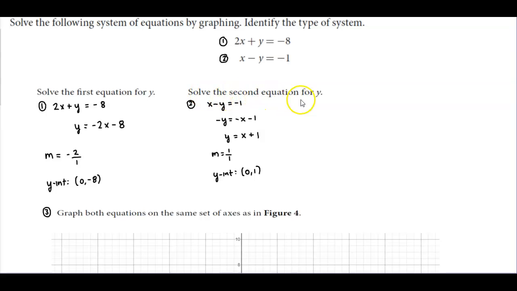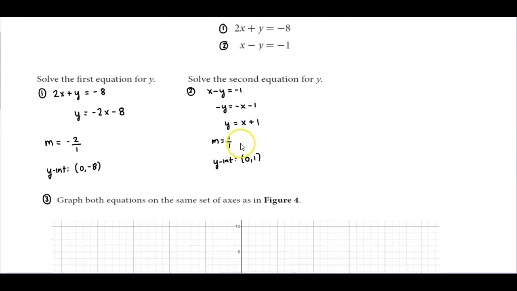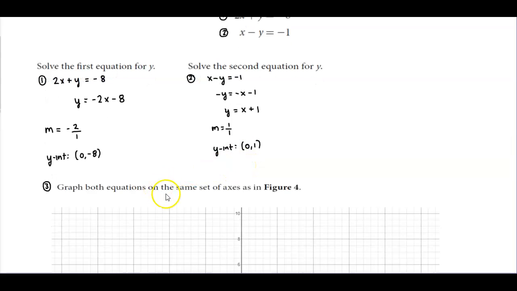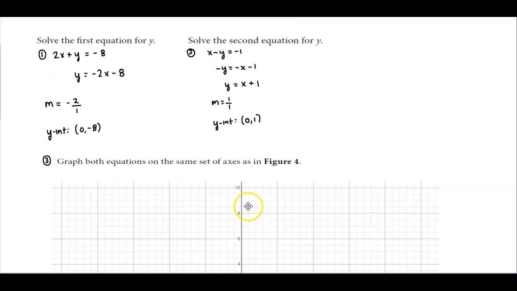Then we're going to solve the second equation for y. So we're going to first subtract x from both sides. And then in order to get y isolated, we have to divide each term by the negative sign. So we get y equal to x plus 1. So therefore we know what the slope is. m is equal to 1 over 1, and our y-intercept is (0, 1). And then what we're going to do is graph both equations on the same set of axes. So let's go ahead and do that.